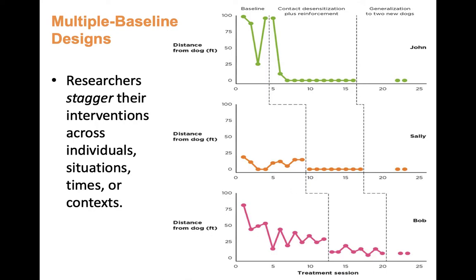The first thing to notice is that the baselines are fairly stable. For each of these participants, the distance that they stayed away from the dog, we can say is fairly stable. There's some variability there, some difference, but it's fairly stable. We can also see that treatment was started at different times, either after a baseline of 4, 10, or 12 sessions.